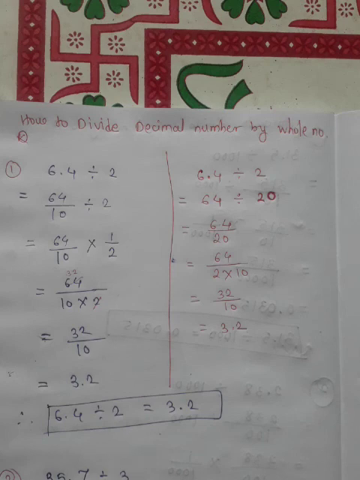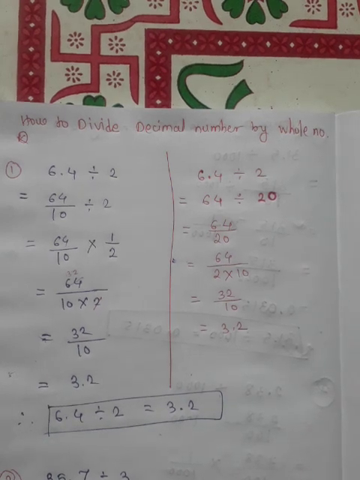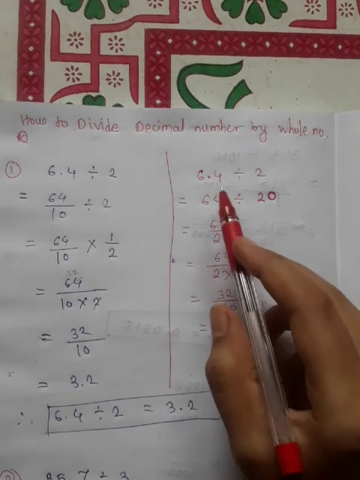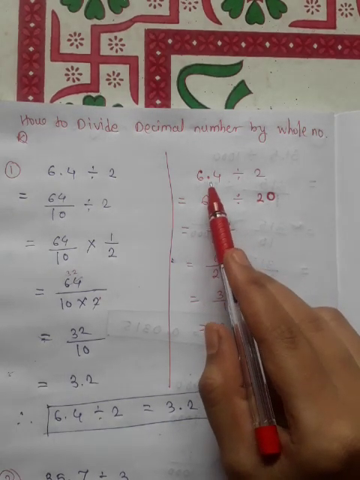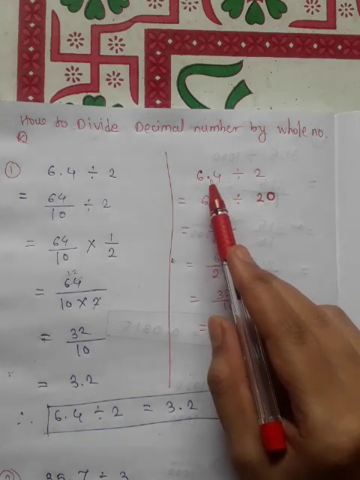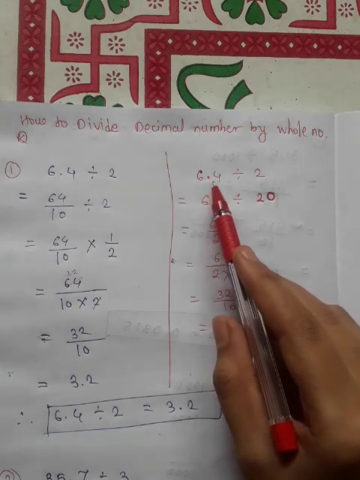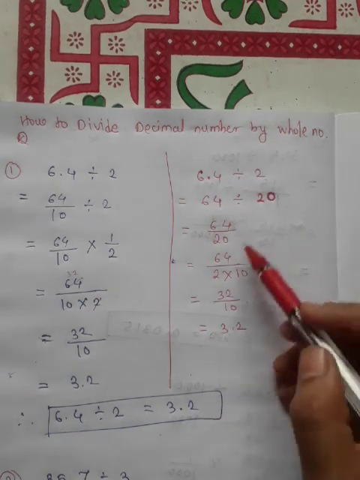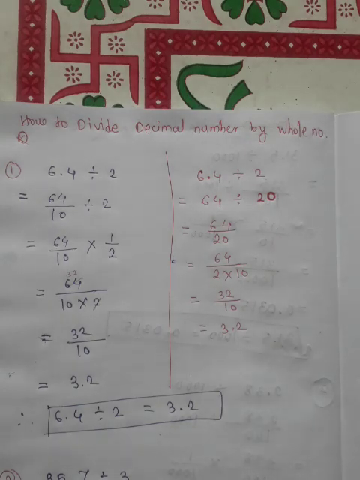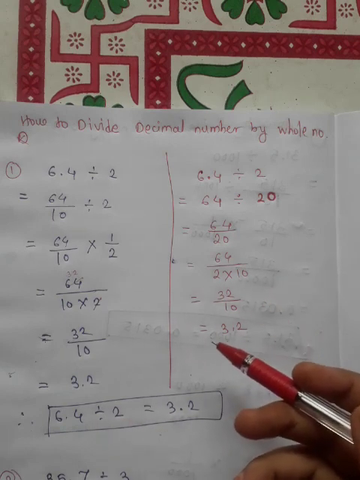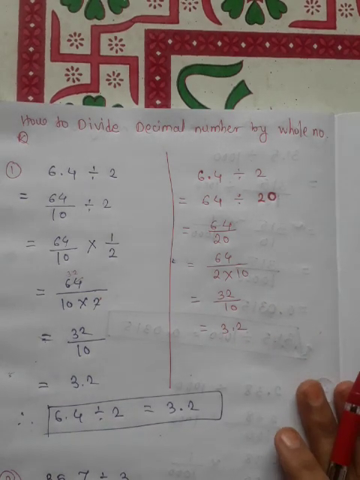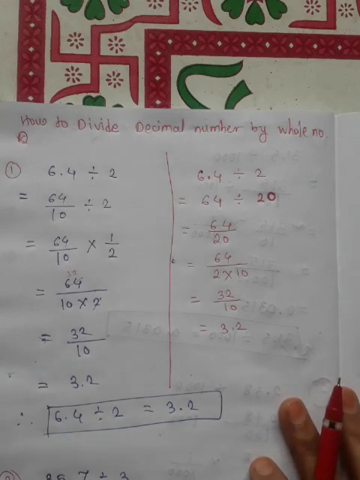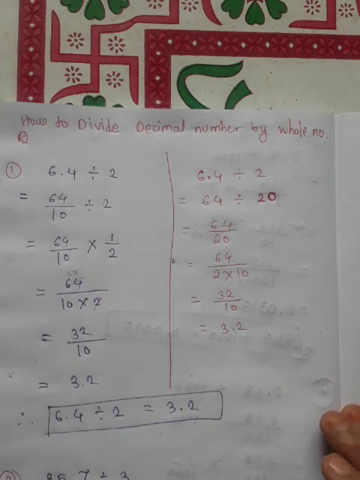So like this you can also divide. Just count how many digits there are after the decimal point and put that many zeros after the divisor and then divide it. So I have explained this method also. Whichever method is easy for you, you can solve by that method. This is how to divide a decimal number by a whole number.